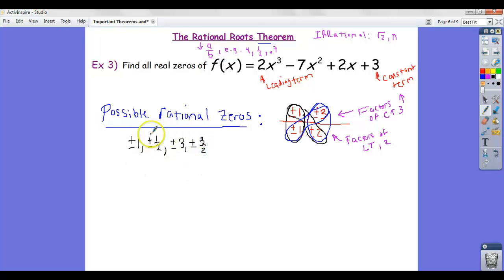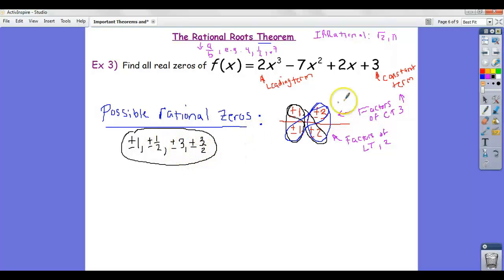So look, this is the list of the possibilities. And there are 8 numbers here. It looks like there are 4, but each one is a plus and a minus version. And so what the rational roots theorem says, we generated this list of possibilities, what it says is that these are the ones we should try.